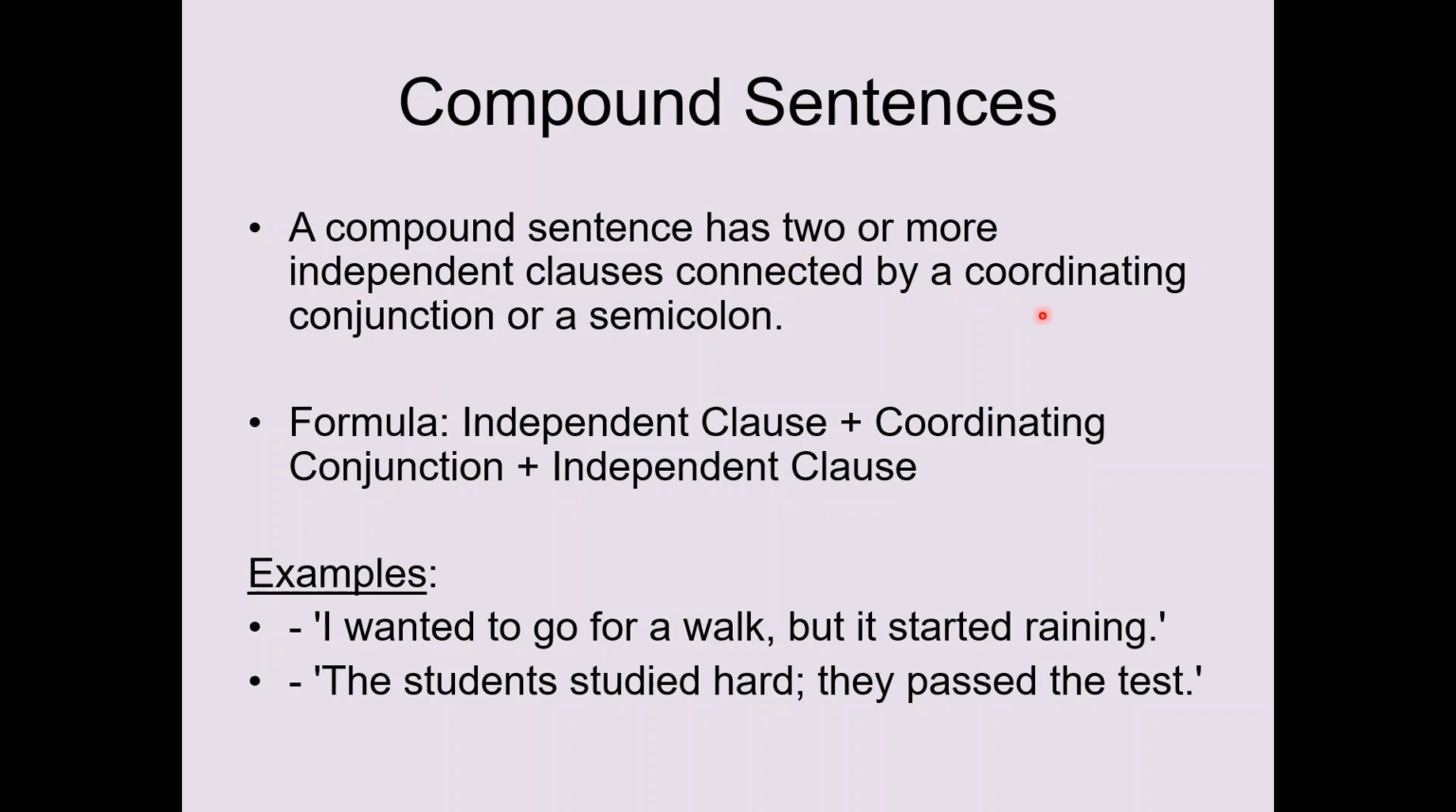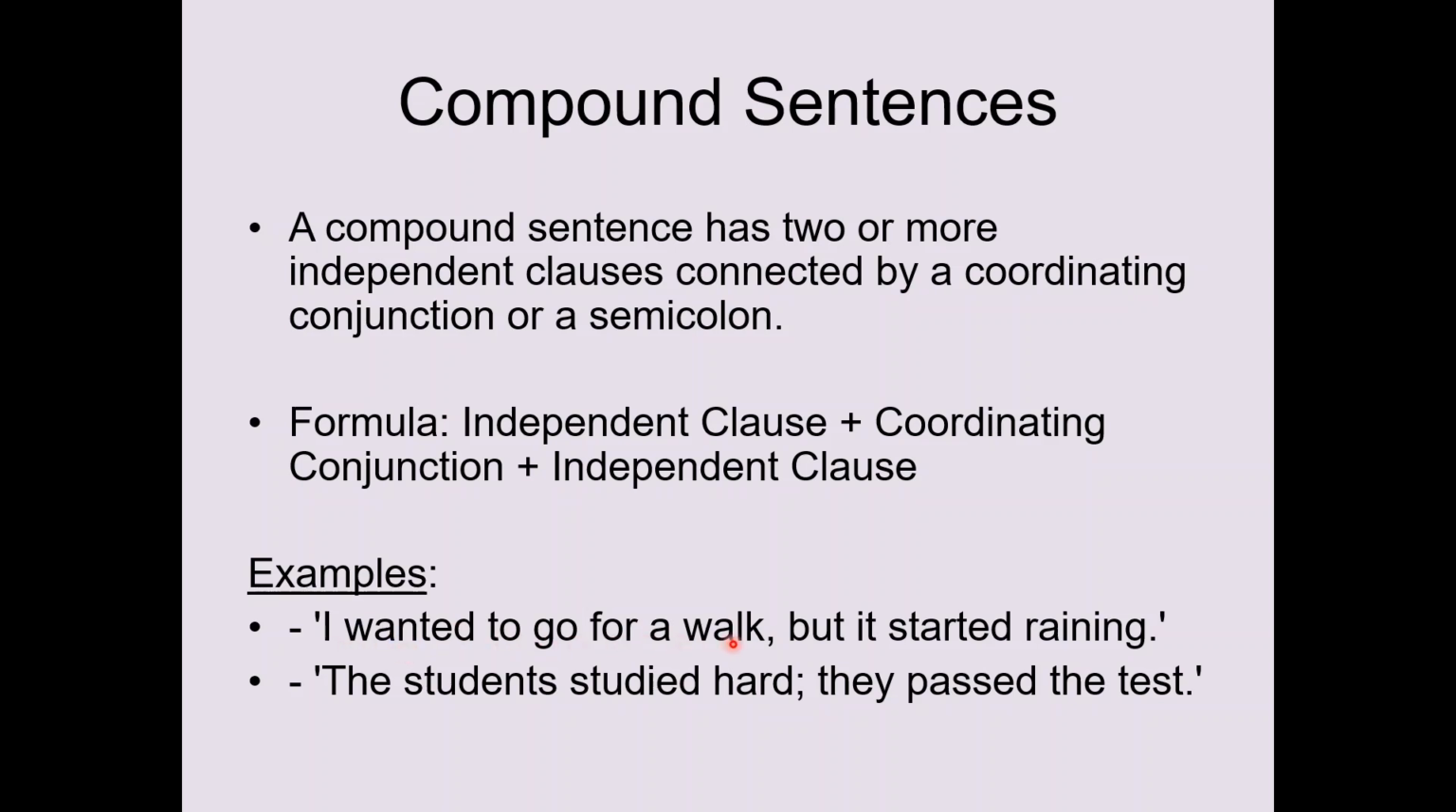So the formula for a compound sentence is that, as I said earlier, it must have at least two or more independent clauses plus the coordinating conjunction. An example is, I wanted to go for a walk, but it started raining. In this example of a compound sentence, here we have one independent clause. I wanted to go for a walk.